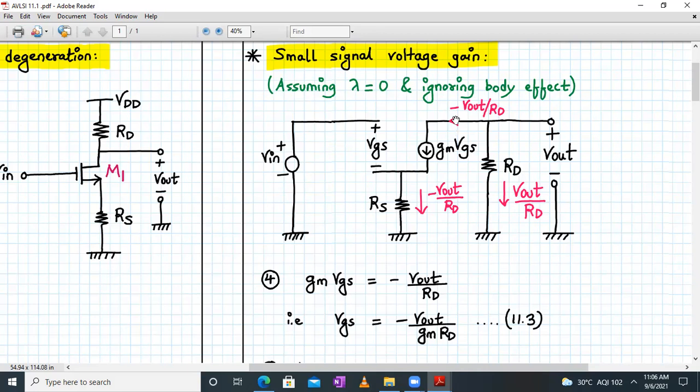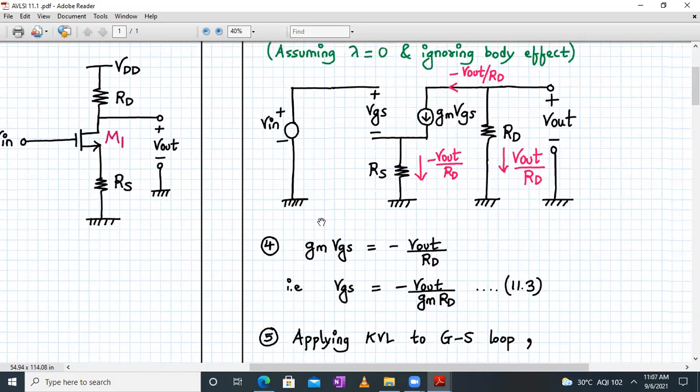Okay. So from this analysis, a smart observation is that we can equate gm times VGS to minus V out upon RD. So what will my VGS become? VGS will be minus V out upon gm RD. We call this expression 11.3. Now next, we apply a KVL to the gate source loop. So what do we get?